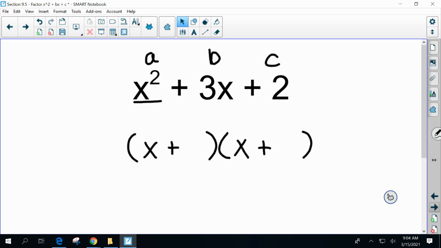Okay. So then my next part that I have to go through is I have to think of multiples of the last term that add up to be the middle. So multiples of 2 that add up to be 3.